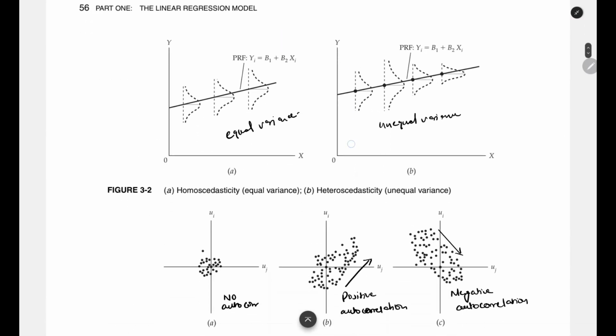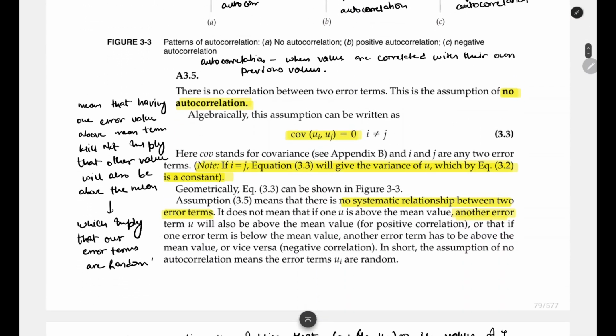Now moving ahead, we talk about our fifth assumption, which is no autocorrelation. Autocorrelation means that your error terms, say the error term of this period and the error term of the previous period, or error terms of two different sets, are correlated. When they are correlated, it means that there is autocorrelation, that is, your previous error values are impacting your current error values. Okay, your previous error values are impacting your current error values.